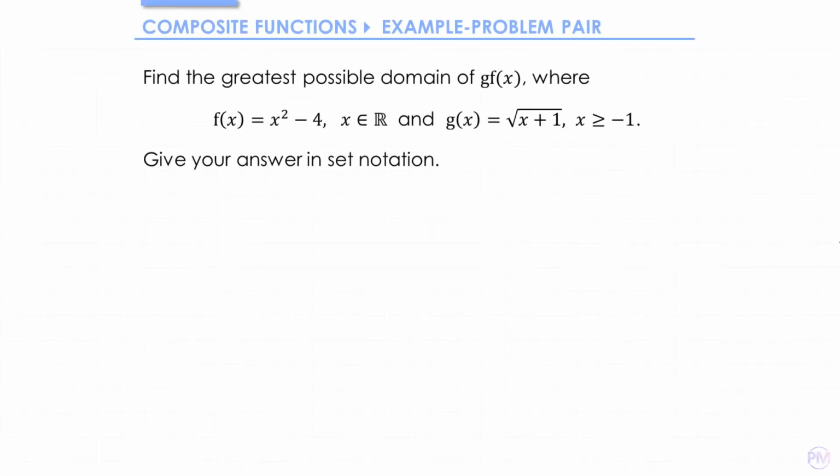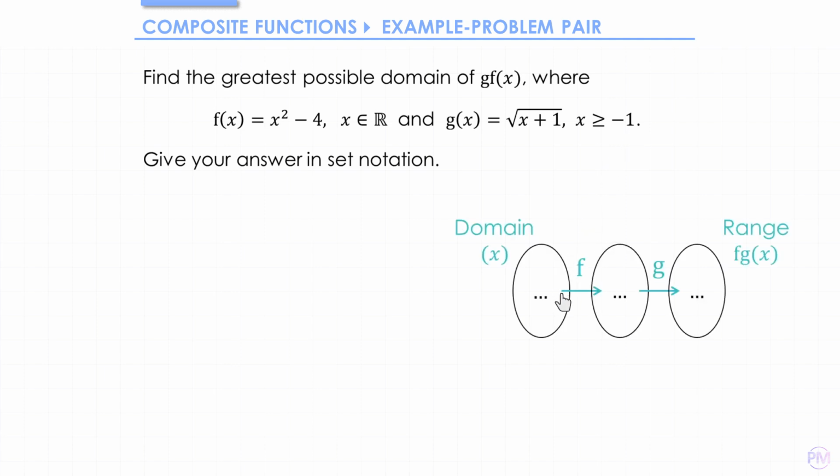Okay, so let's have a go at finding the greatest possible domain of a composite function. Here we have f of x equals x squared minus 4, where x is in R, and we have g of x equals root x plus 1, where x is bigger than or equal to minus 1. Let's start by expressing this using a mapping diagram.